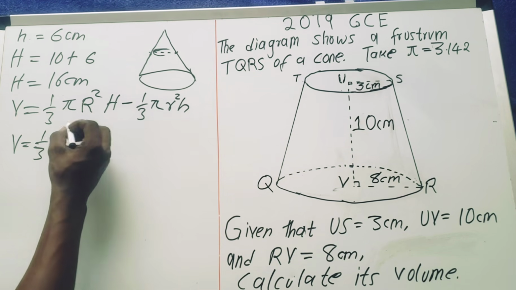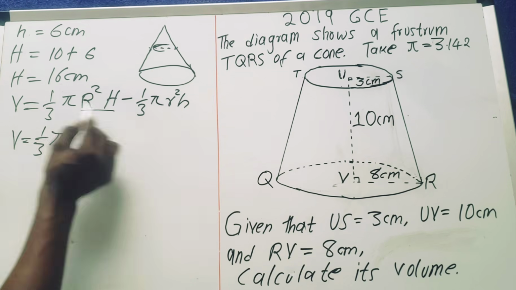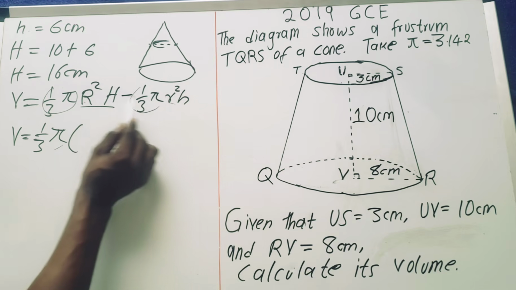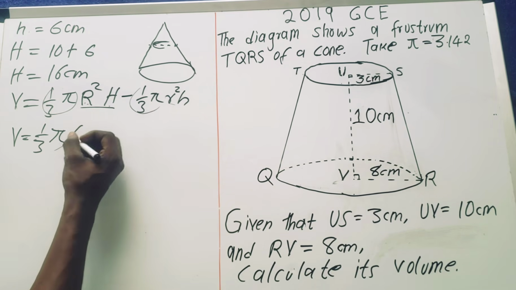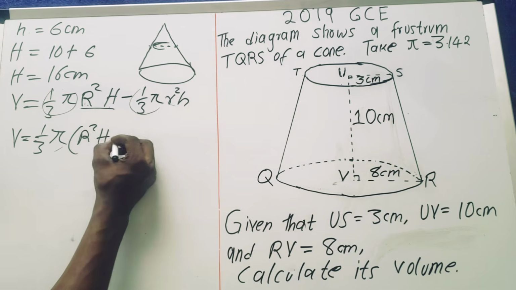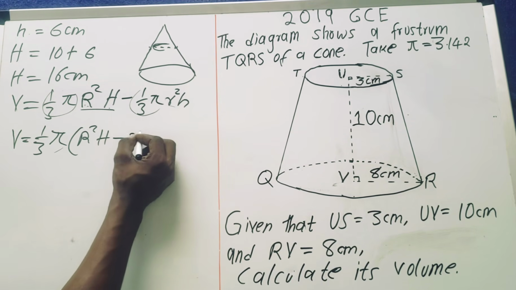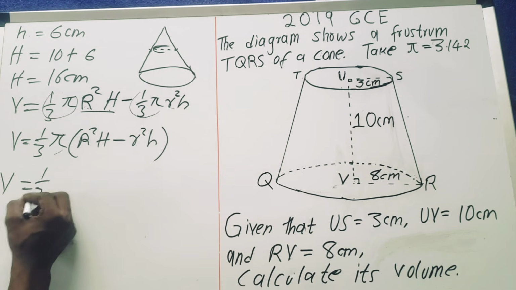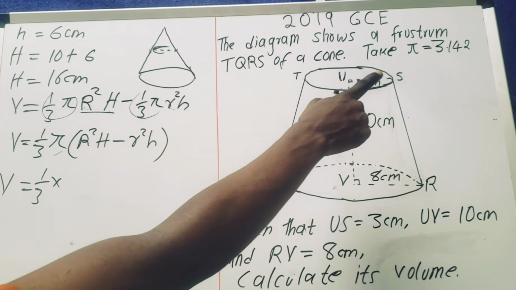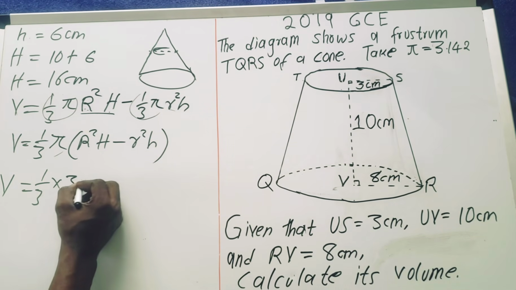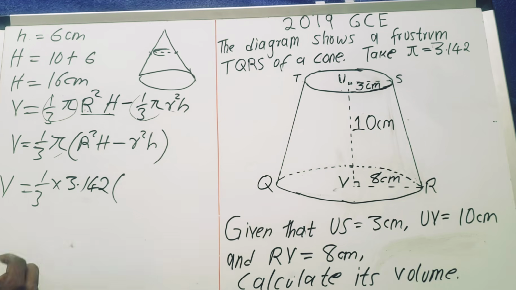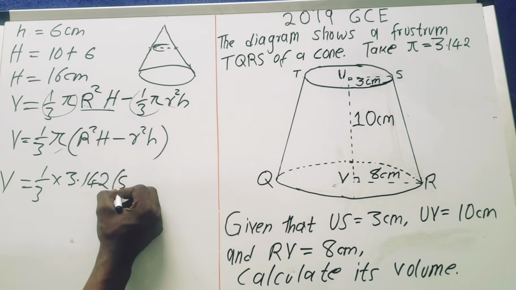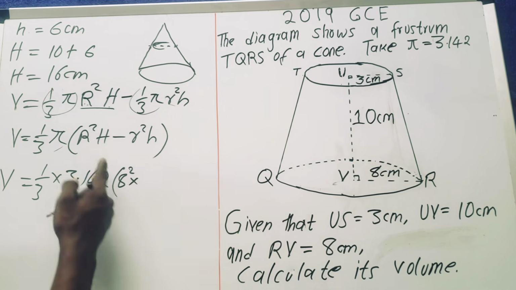Then here we will remain with this. So this is common, we take this outside. Then we remain with this. The R squared H and r squared h are not common because these are capital letters and these are small letters. So this is R squared H minus r squared h. So our volume is going to be 1 over 3 multiplied by pi, which is 3.142.